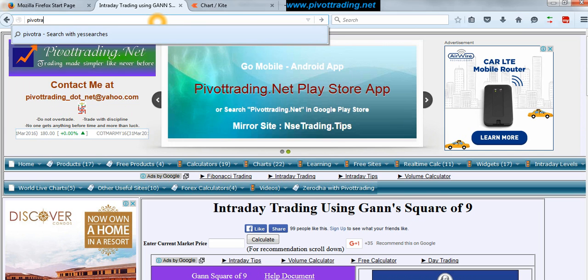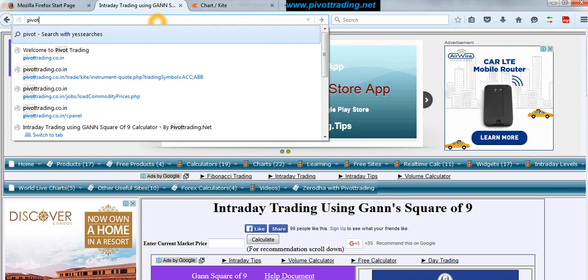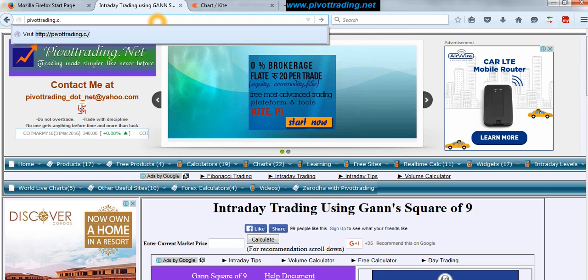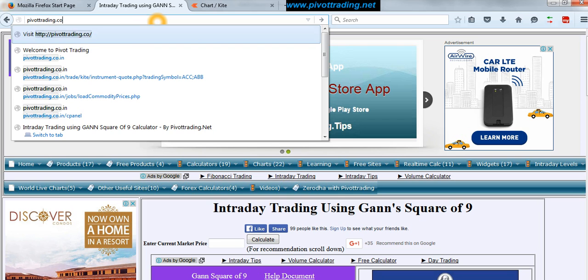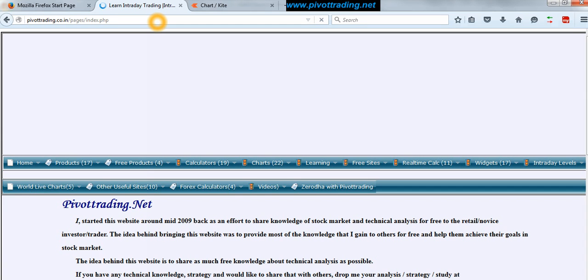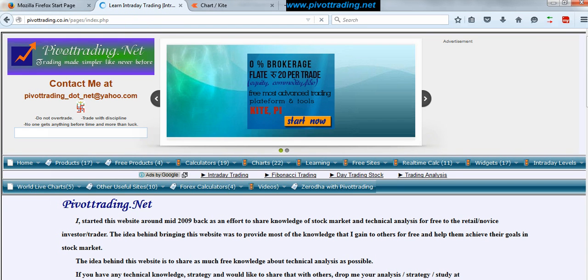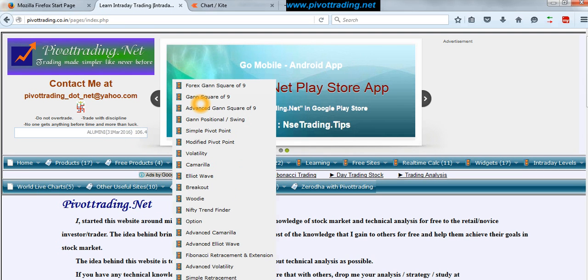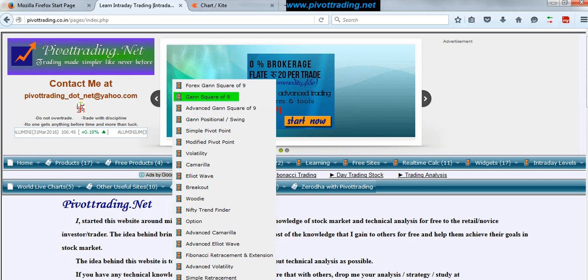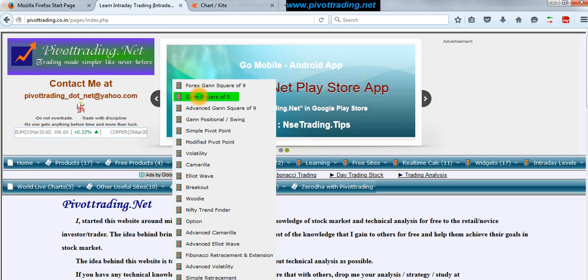So log into pivottrading.co.in. It will take you to the home page. Go to the calculators menu, navigate to Gann square of 9. You will also see there are a few other Gann calculators. We will look into them in some other presentation, and I will describe at the end of the session what exactly they are. For now, let's look at this simple Gann square of 9.